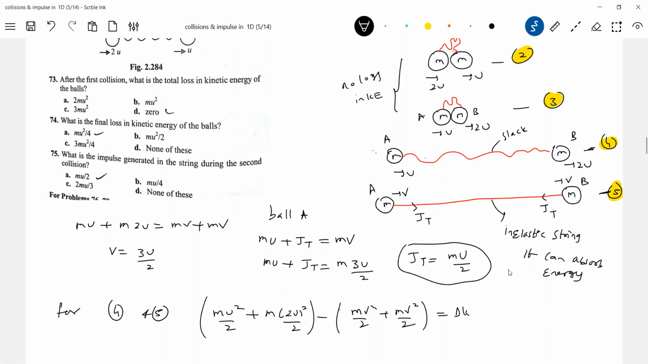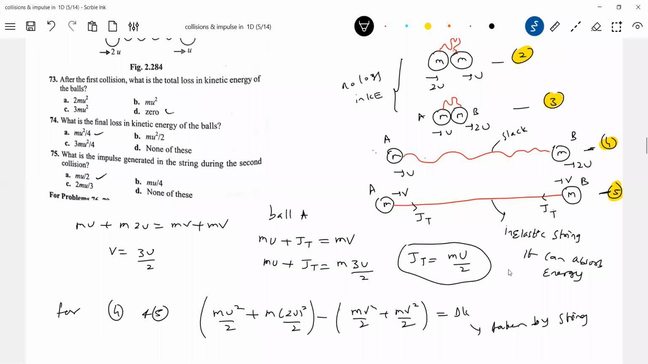That is a major purpose of this discussion. So where will this energy go? Delta K is absorbed or taken by the string. Okay, clear. So this is about the inelastic string. So immediately the difference in kinetic energy will be taken by the string.